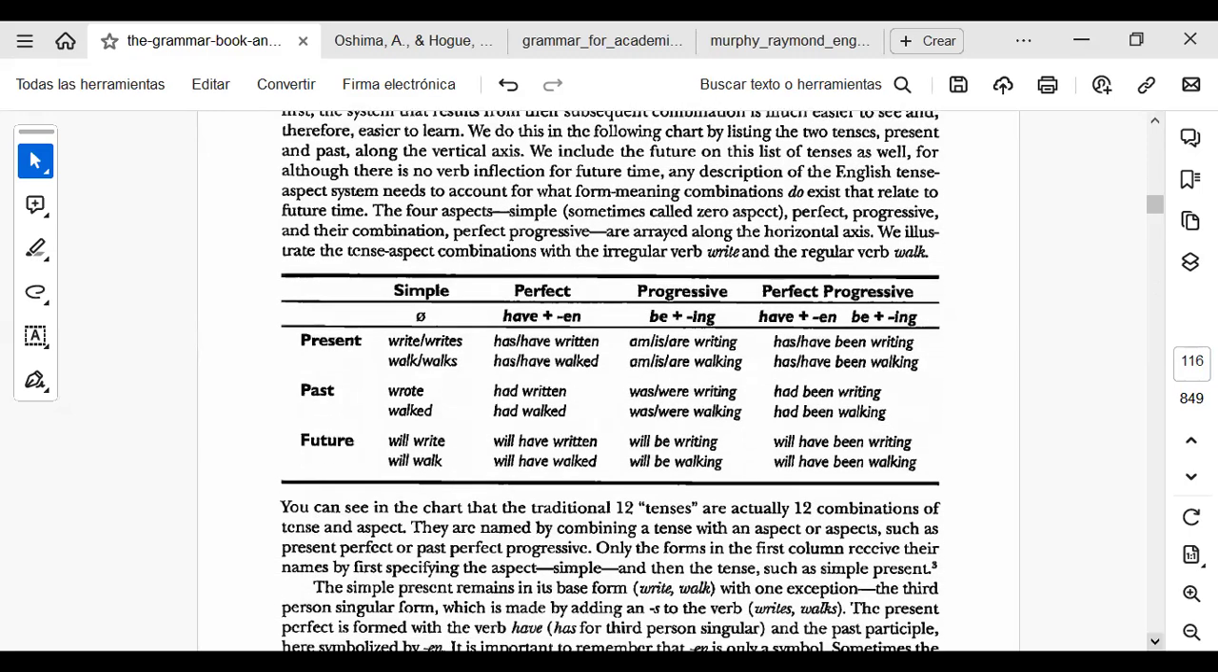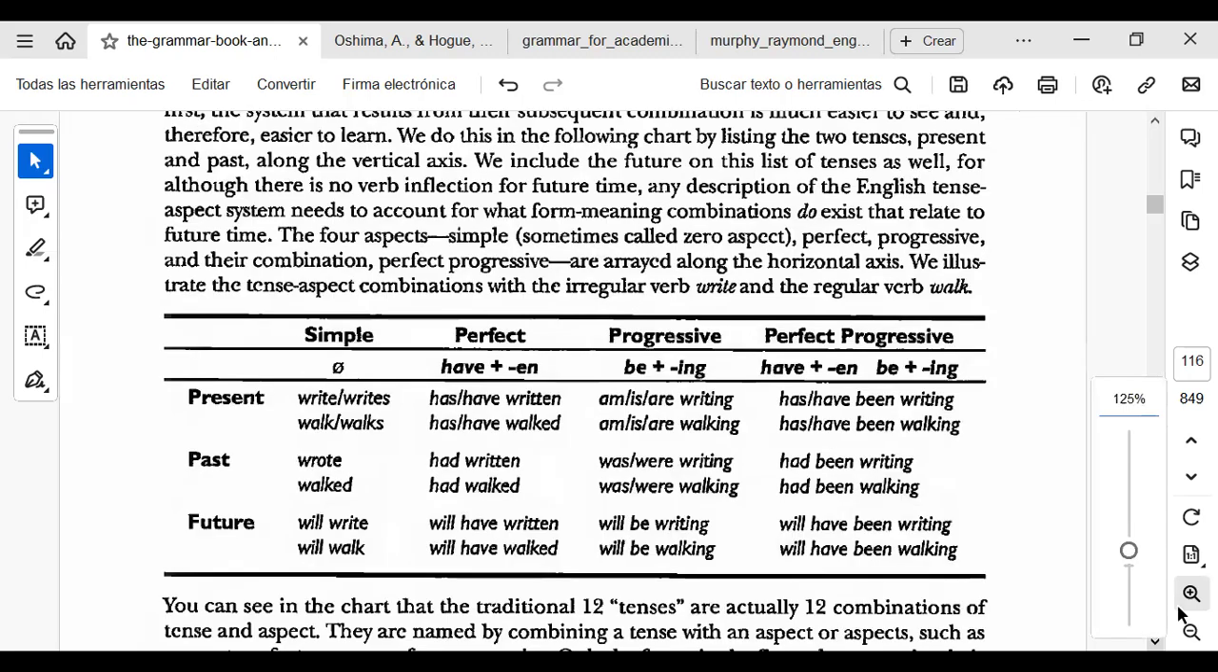As I was telling you, we have the simple: present, past, and future. The only thing here is the third person singular, where we add es or s according to the verb. And also the simple past, and the present perfect. You know that it's the present of the verb have and the past participle.